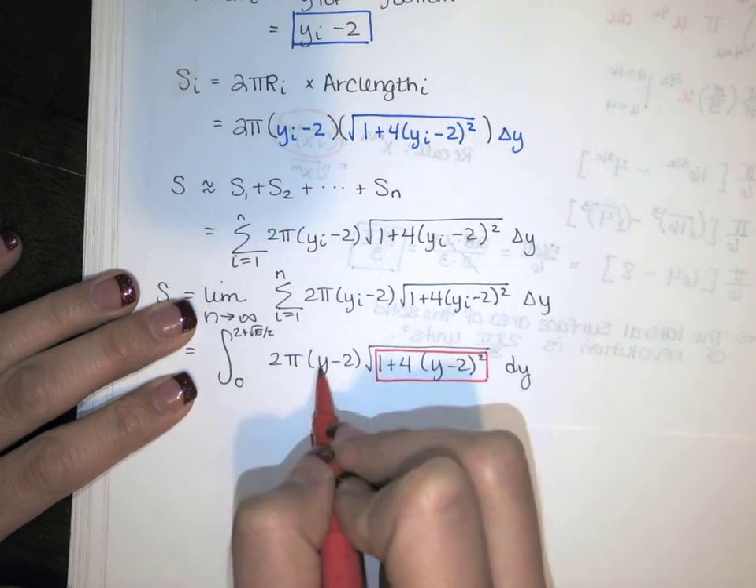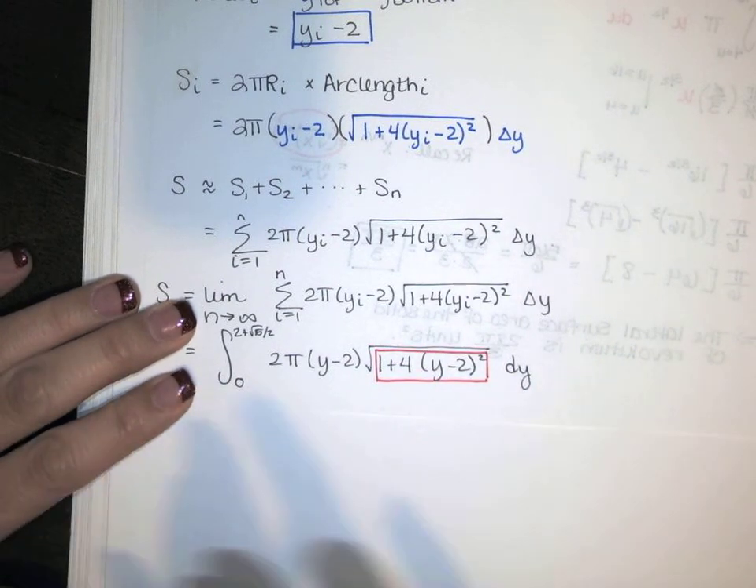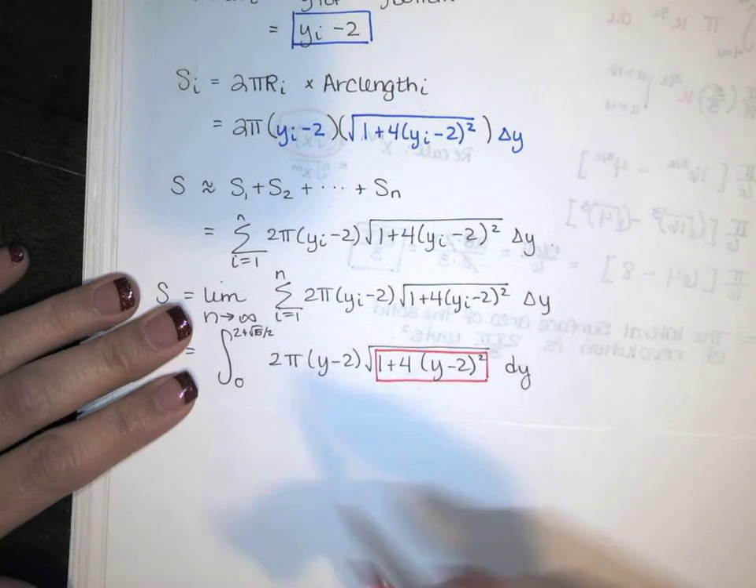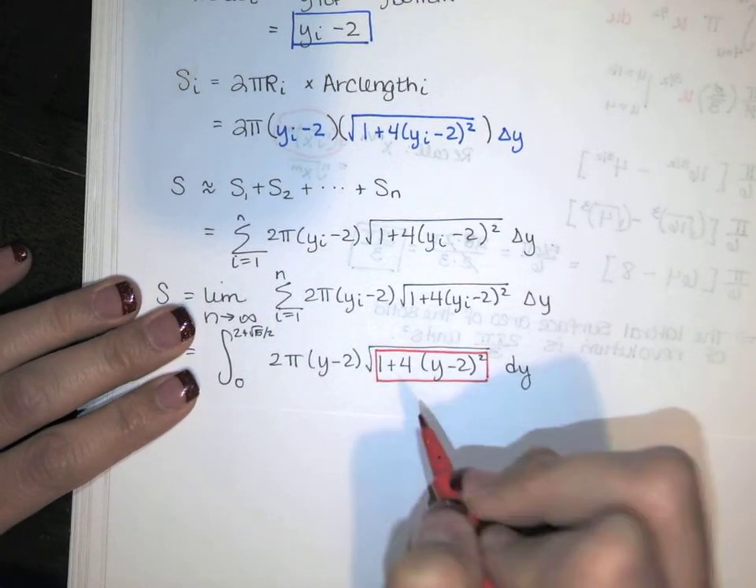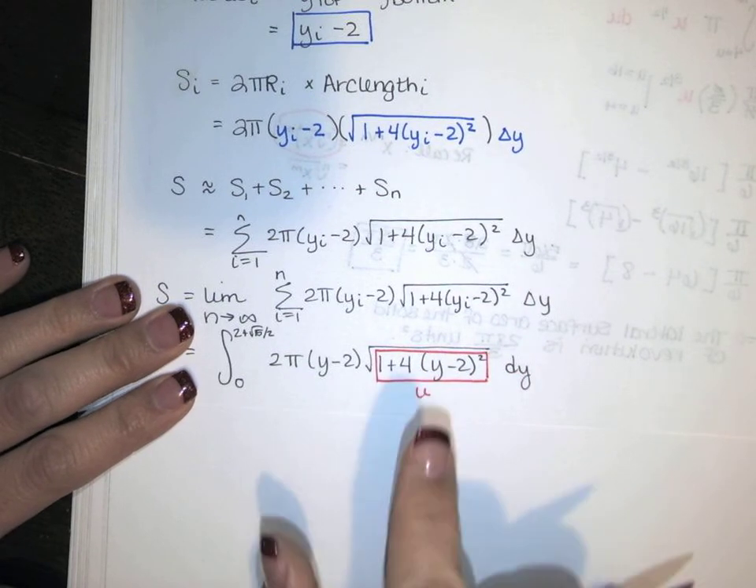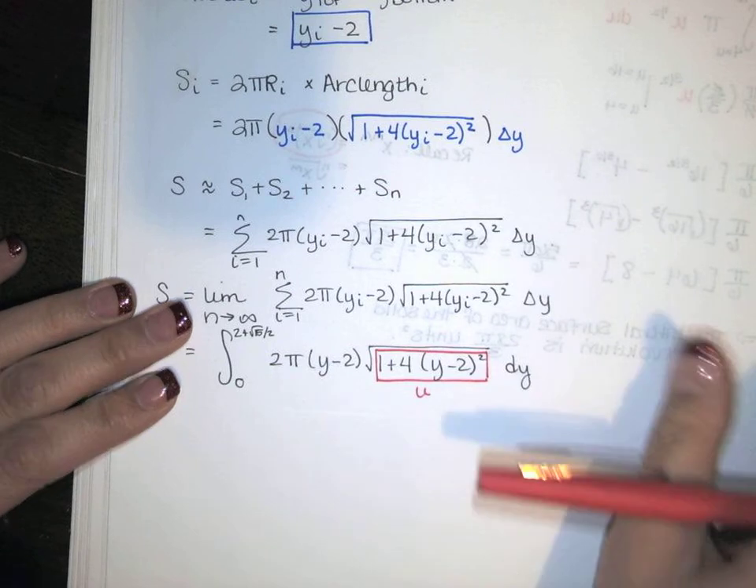Now you could let u equal y minus 2, but then you'd have to substitute again. So we're just going to substitute once. We don't want to have to do a double u substitution. We just want to use a single u substitution. So I'm going to let my inside function here be u, and then I'll take its derivative, and hopefully its derivative is out here somewhere.